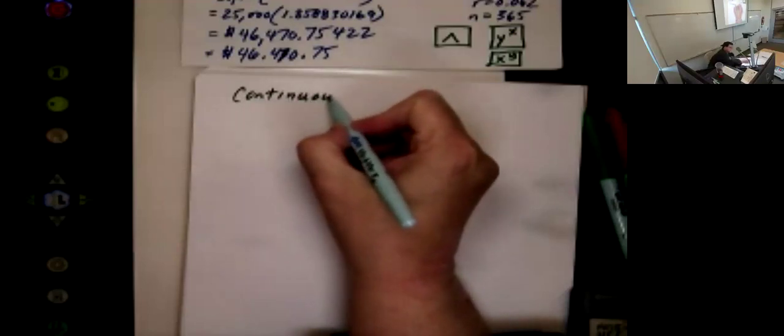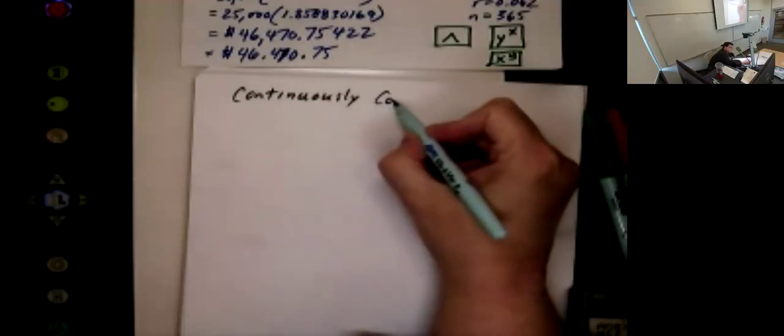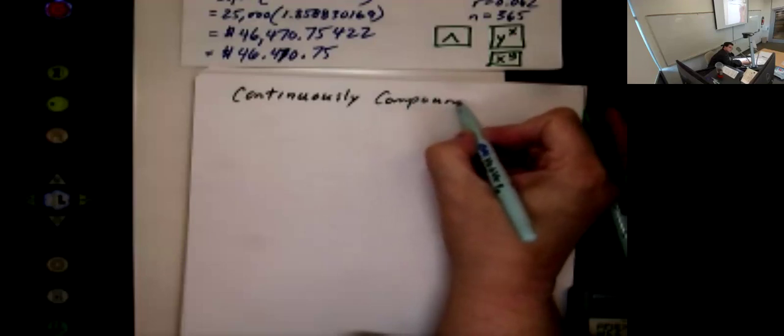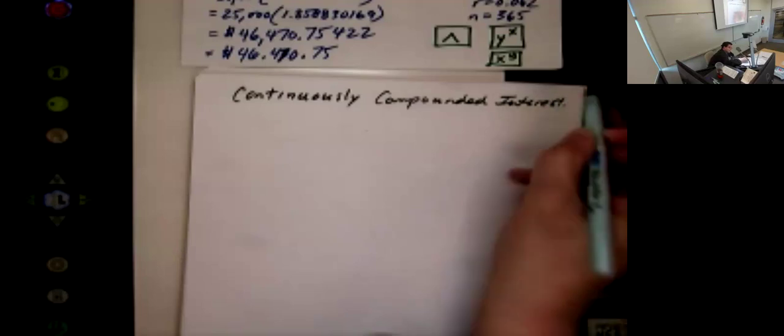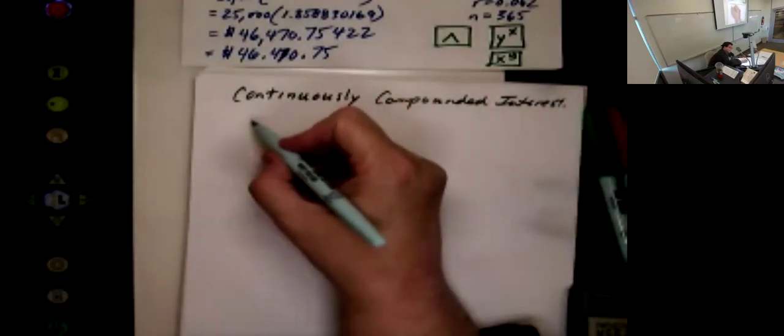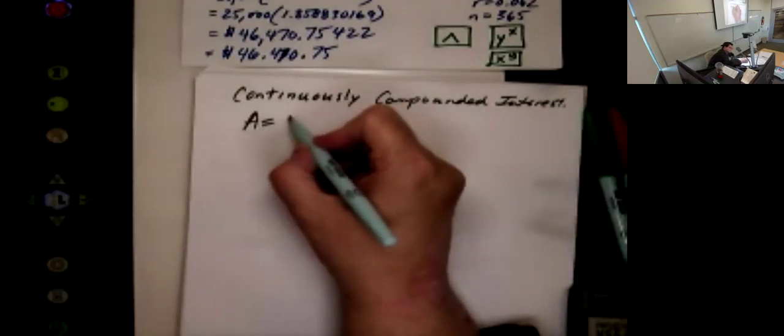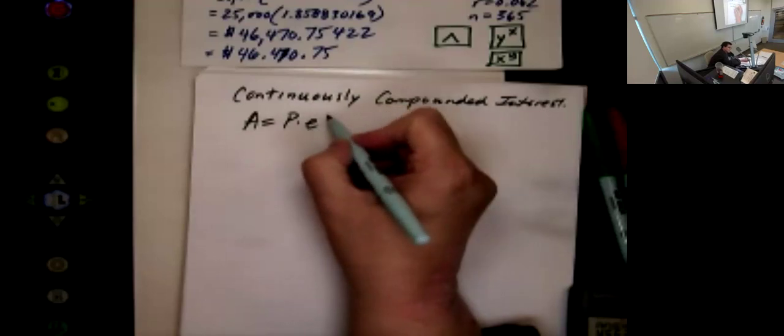A real quick bit on something called continuously compounded interest. And we're going to do the same problem with this setup. The equation turns into A equals P times e to the rt.